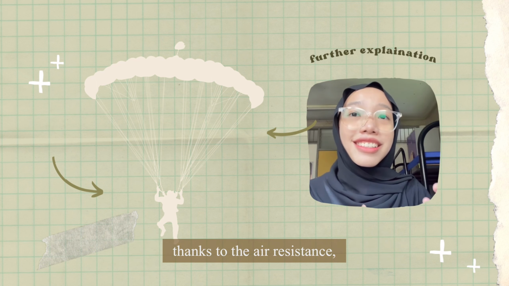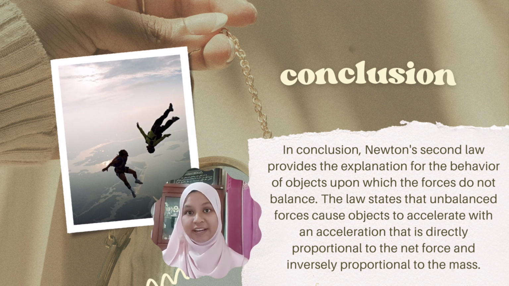That brings us to the end of the video. I'd like to summarize by saying Newton's second law gives an explanation for how objects whose forces are out of balance react. According to the law, when there are imbalanced forces acting on an object, the object will accelerate with an acceleration that is inversely proportional to the mass and directly proportional to the net force.